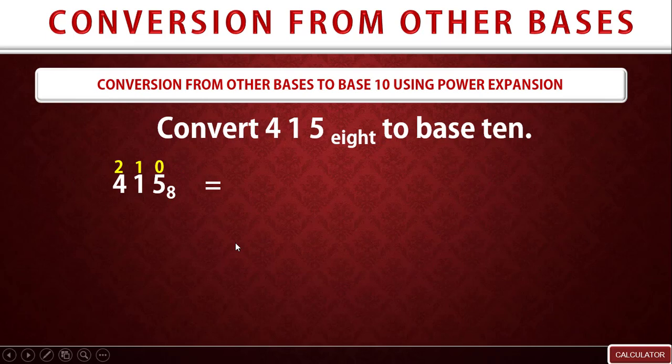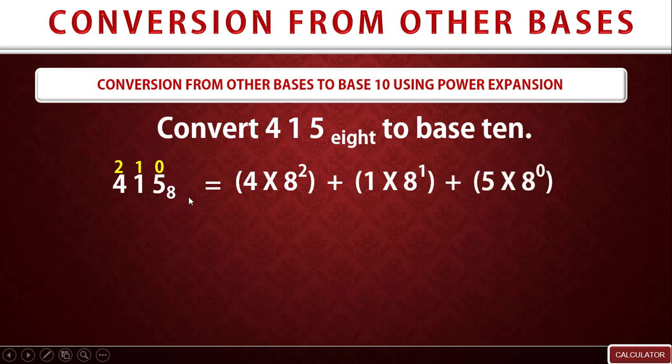Okay, the next thing to do now is to take the first digit, multiply it by the base, and then raise the base to the power on top of the digit. So that means we have 4 times 8 raised to power 2. Then we now say plus, we'll take up the next one, and the next one is 1 times 8 raised to power 1. You can see that. Then we now say plus, we take up the last digit now, and the last digit is 5 times 8 raised to power 0. You can see that.